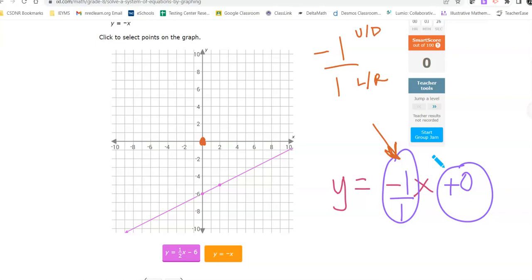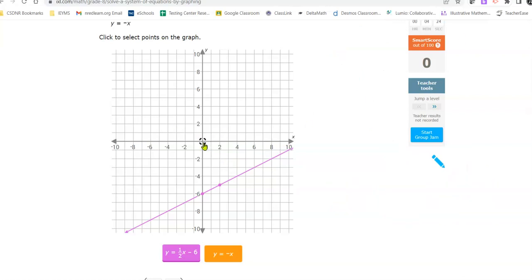Our second point, which we will follow the slope for, is going to be either up or down or left and right. Since our numerator is negative, that means we're going to move 1 down. Our denominator is positive, so that means we're going to move 1 to the right. From our 0 point, we will move 1 down and 1 to the right, again 1 down, 1 to the right. And that's the line we're going to graph.